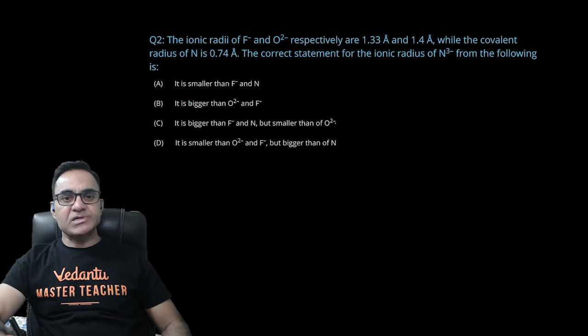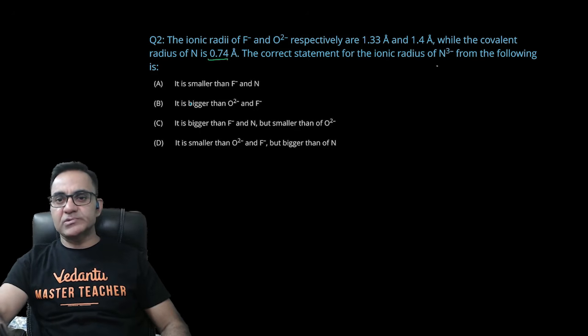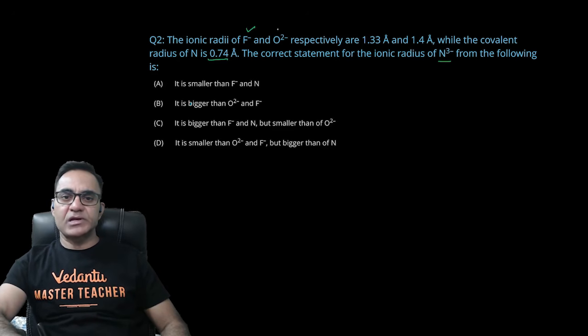The ionic radius of fluoride and oxide are 1.33 and 1.4, while the covalent radius of nitrogen is 0.74. What is the correct statement for the ionic radius of N3 minus? N3 minus has the same number of electrons as fluoride and oxide.